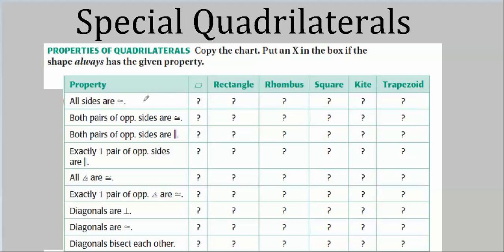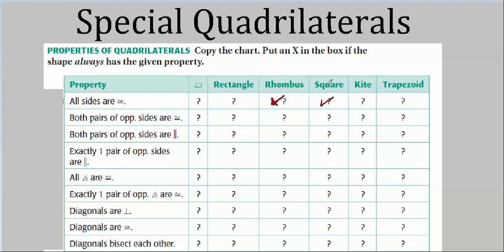For instance, all sides are congruent. Rectangle? No, opposite sides are congruent. Rhombus? Yeah, that works. Excuse me, a check mark would make more sense. Yeah, let's be rebellious and use check marks instead. All sides are congruent in a square. Oh, that's true.